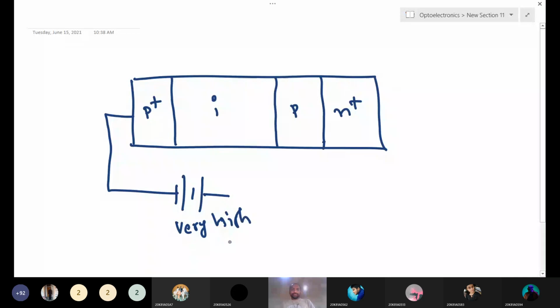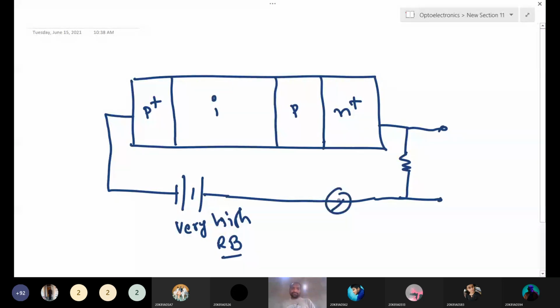After that, as usual, last time we connected the same thing. Here also we connect one resistor to protect against excess current, and here you apply the voltage drop. You can also connect one ammeter to measure how much current is flowing. Here we are shining the light through the P layer. We are sending the photons through the p-type semiconductor, and in every layer electron-hole pairs will be generated.